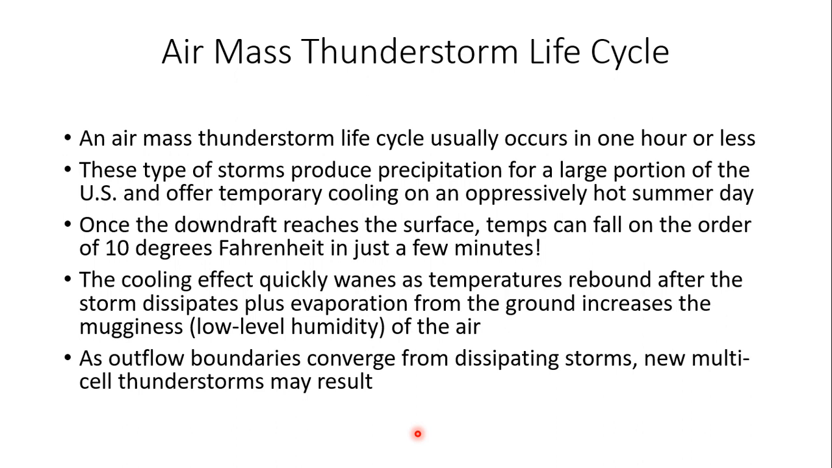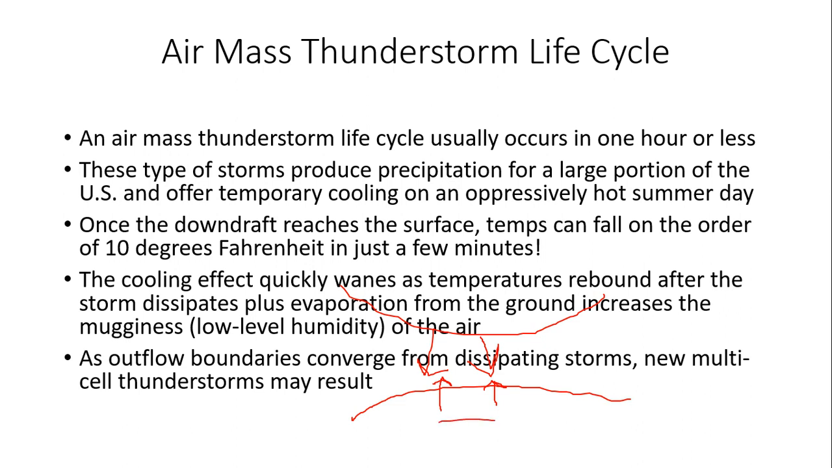Now, as outflow boundaries converge from dissipating storms, new multi-cell thunderstorms may result. Okay? So if you have multiple outflow boundaries converging, you can get the generation of new storms. And I'm going to show you what that looks like here in a minute. So let's just imagine this line here represents an outflow boundary. Let's say it's moving this direction. That's from a storm here to the north. And then let's say I have another outflow boundary down to the south, and it's moving this way. All right? So these two outflow boundaries are moving towards each other.